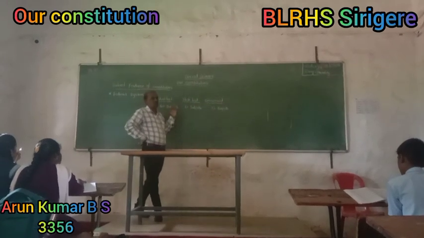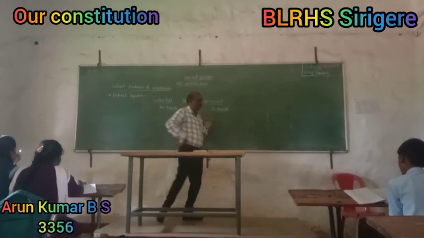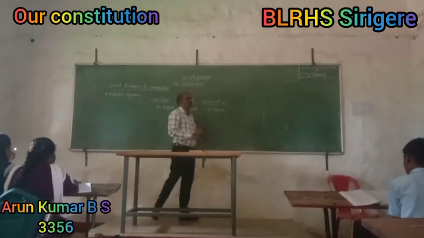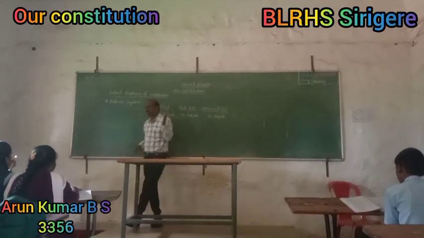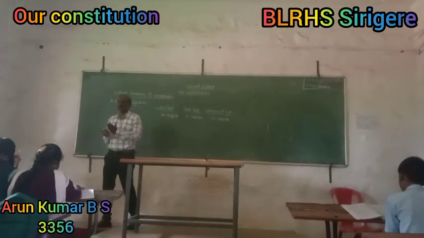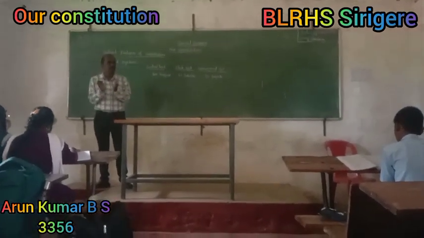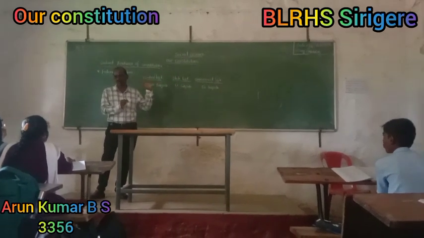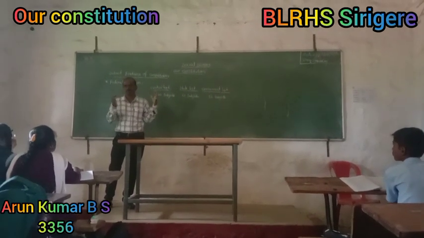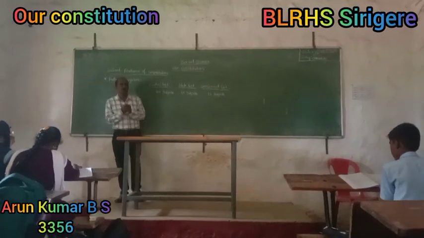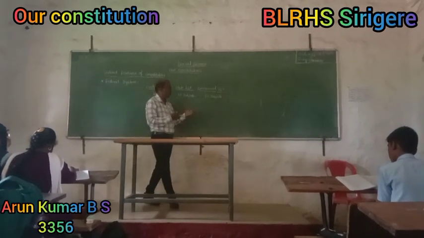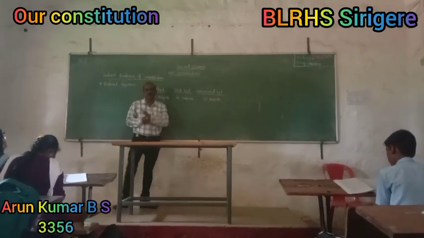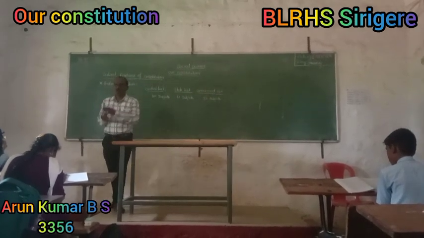And 52 subjects are in the concurrent list. In these 52 subjects, both central and state governments have equal powers to make a law or take decisions. So both the central and state governments will discuss to take any decisions regarding these 52 subjects.